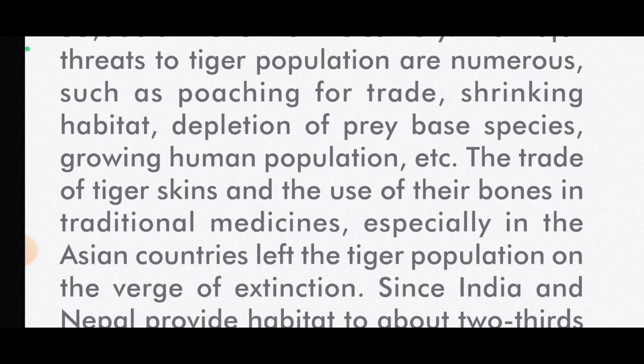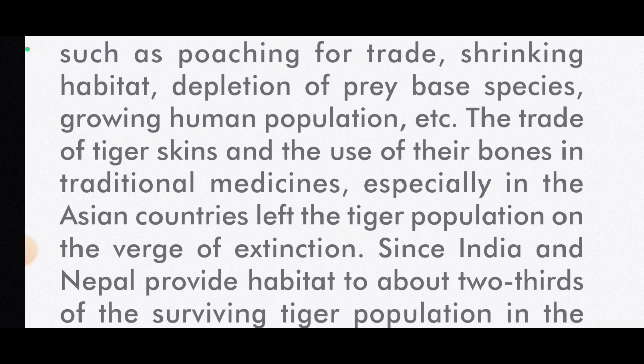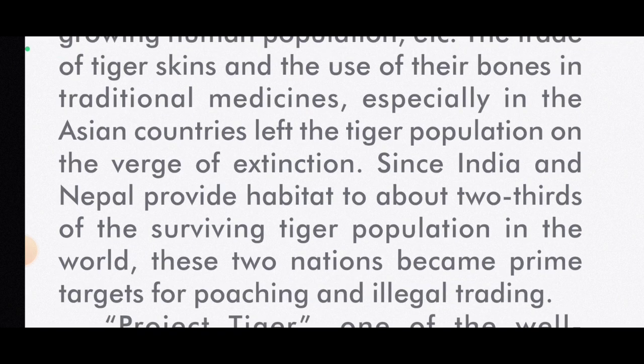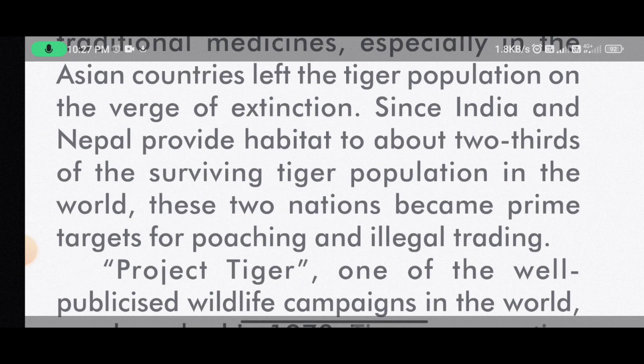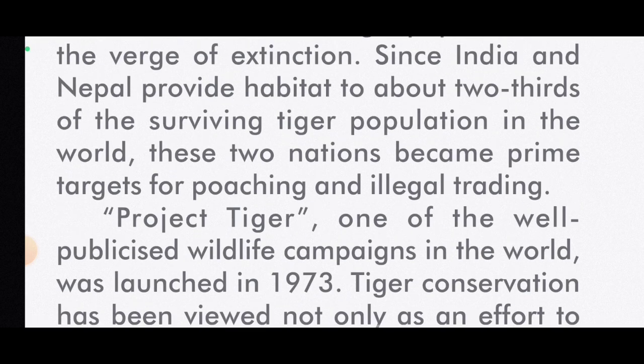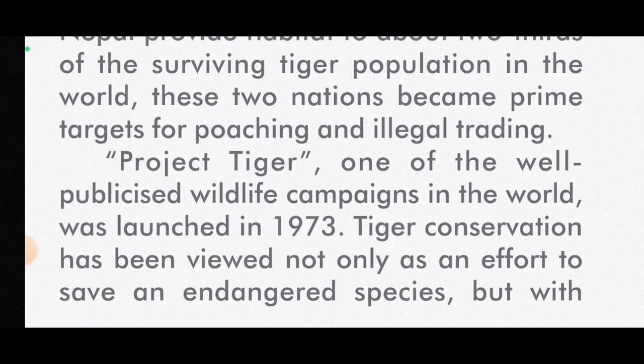So its bones and skin are used in traditional medicines. So since India and Nepal provided habitat to about 2/3 of the surviving tiger population in the world, these two nations became prime targets for poaching and illegal trading. Who are they? India and Nepal. Project Tiger, one of the well publicized wildlife campaigns in the world, was launched in 1973.